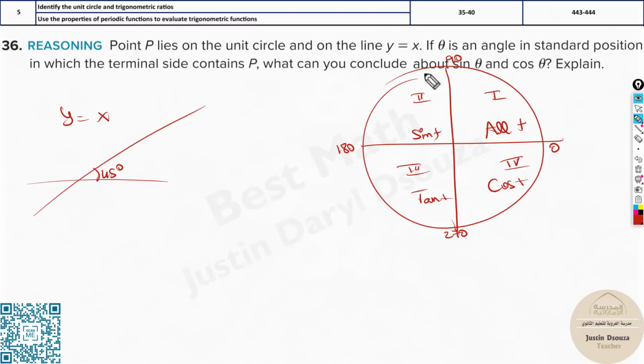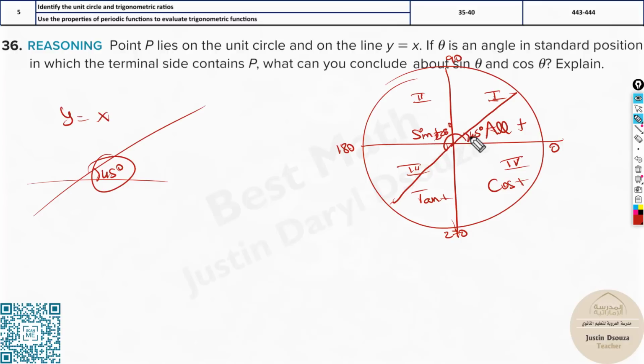Now where can you draw this? Over here it's like this. It'll be 45 degrees, and you can extend it backwards as well. If theta is an angle in standard position in which the terminal side contains P, wherever its terminal ends, what can you conclude about sine theta and cosine theta? So now you must remember y is equal to x, right? This is the 45-degree line, and this one will be 225 degrees.